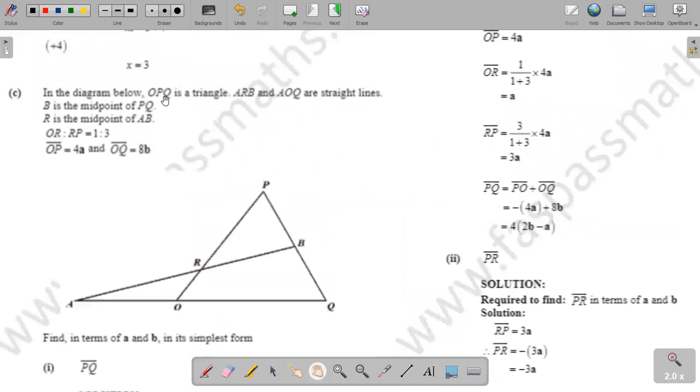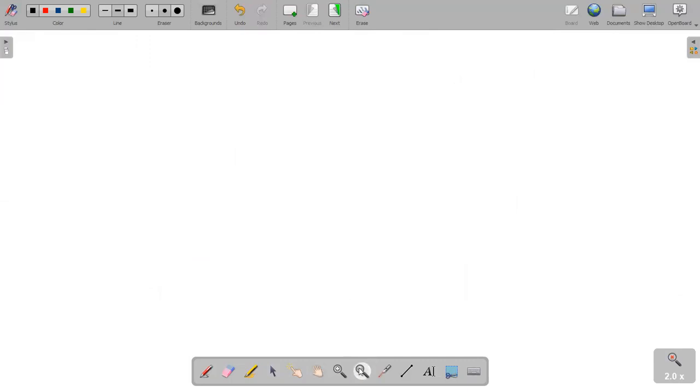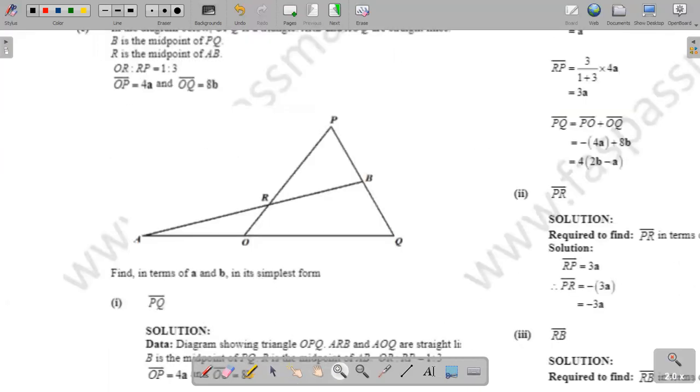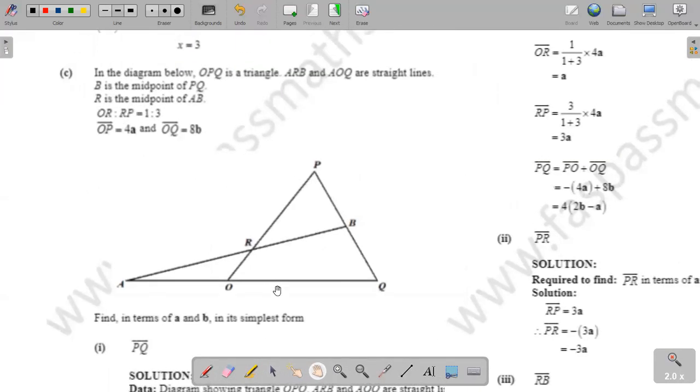In the diagram, OPQ is a triangle. Look for OPQ. ARB and AOQ are straight lines. So ARB is a straight line. AOQ is a straight line. Everybody seen it? So you understand what information they give you? Let me go back to the original diagram just to see something. You realize they didn't give us any arrows? Everybody realize that, right? So we need to pay attention to what this information is going to give us.